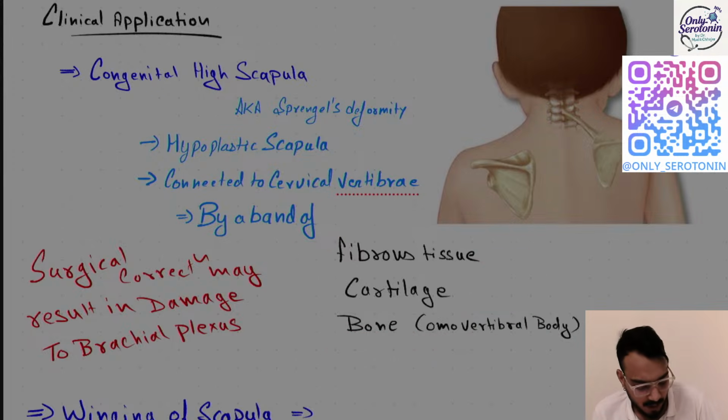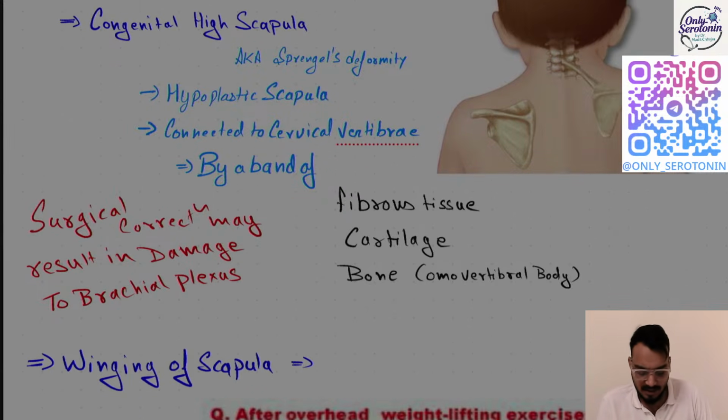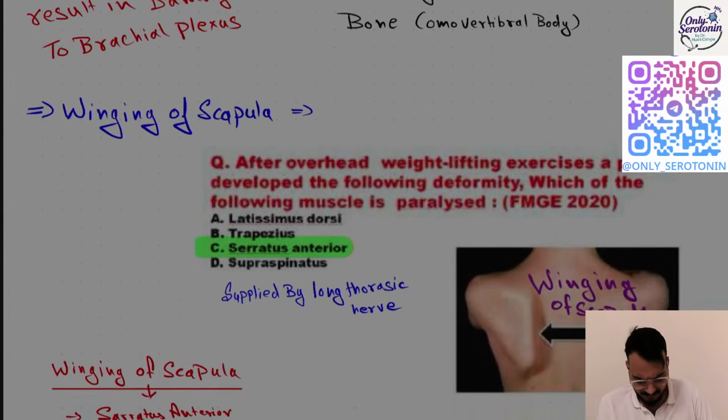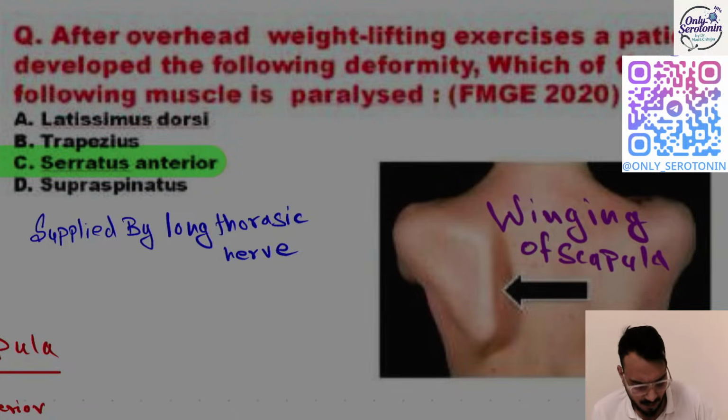The only option to correct this is, guys, to do a surgery. We are going to have a surgery on this place, guys. Because of that surgery you can have damage to your brachial plexus. You can have damage to what, guys? Brachial plexus. This is your FMG exam question also, guys. This question is what, guys? This is about the winging of the scapula.